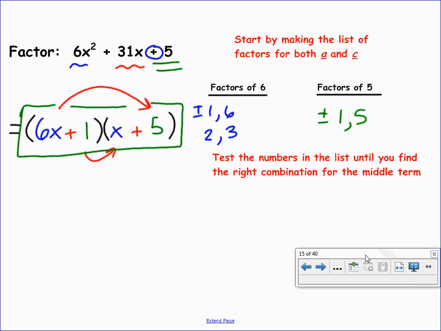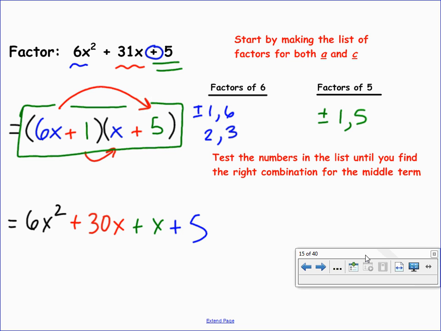And I'm going to do a check. So my first would be 6x squared. My outer would be plus 30x. My inner would be plus 1x. My last would be plus 5. And we can see that that does indeed produce my original if I were to combine like terms.